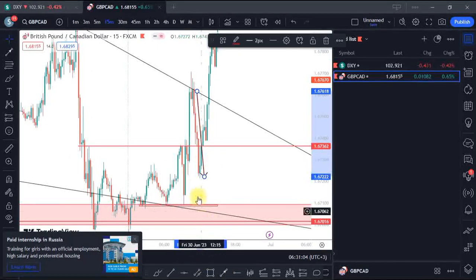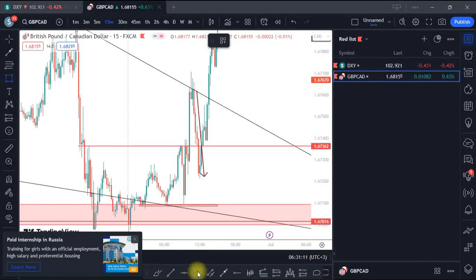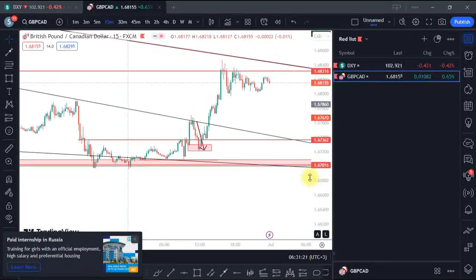At this point, as you can see, it's just another zone, another hook point zone. Let me show you. Just another hook point zone there. So noting that, I added more positions here, and then that's when it erupted and it went up.